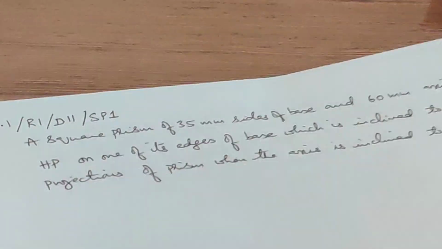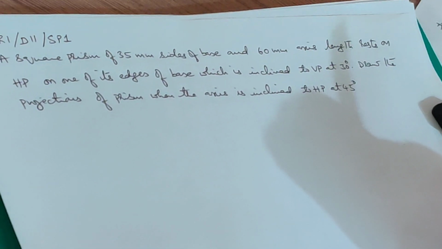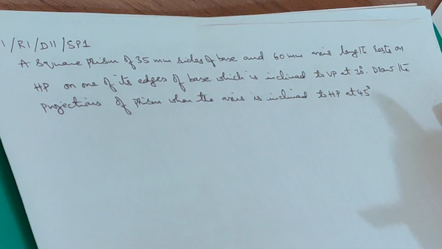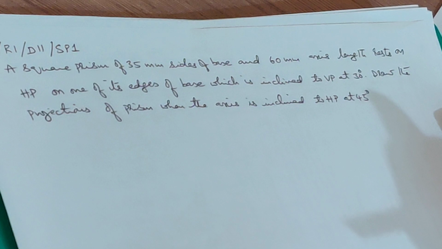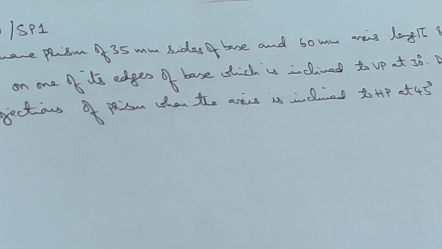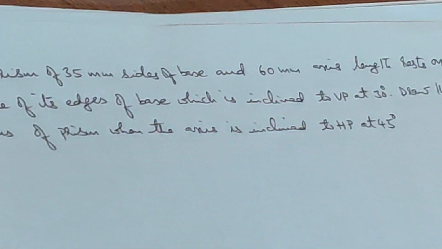So this is problem number 3.1, reference number 1 in your question bank. Please keep the question bank handy with you while solving the problem. Now this is a problem on a square prism. The square prism has 35 mm side of base.